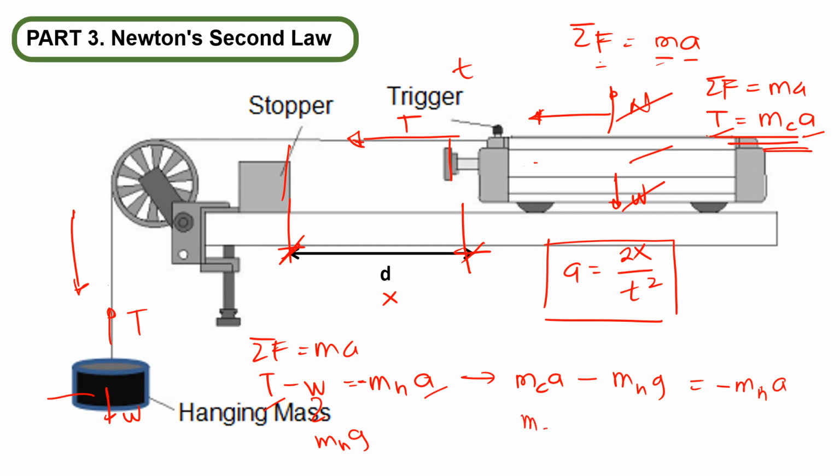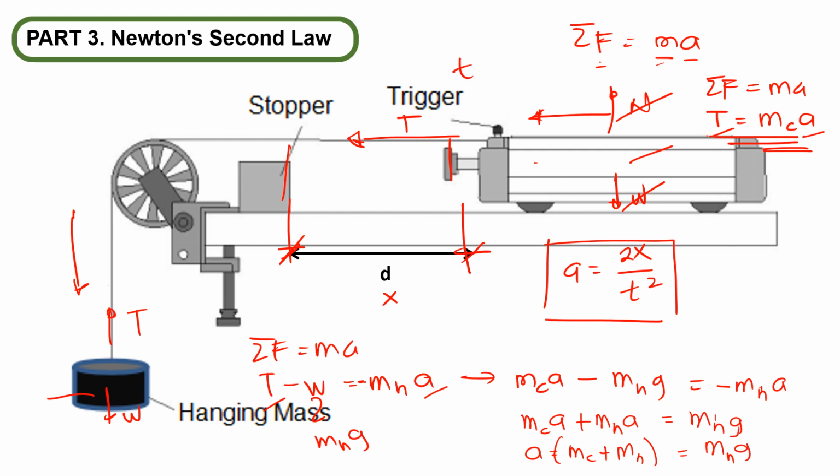So that will be the mass of the cart times acceleration, plus the hanging mass multiplied by acceleration. Transpose this to the other side: hanging mass multiplied by G. Let's just factor this one, MC plus MH, equal to MH multiplied by G. So this is G.